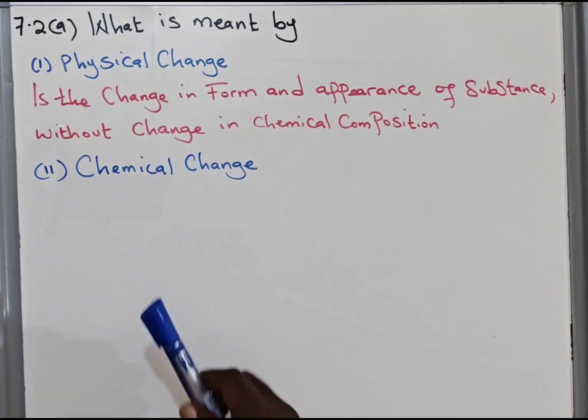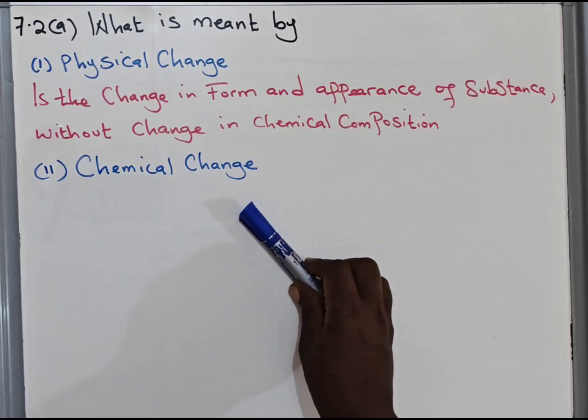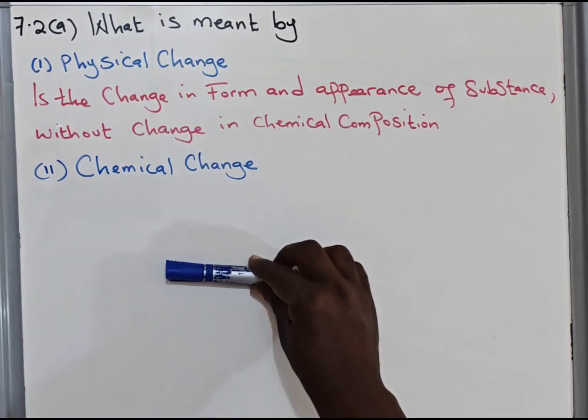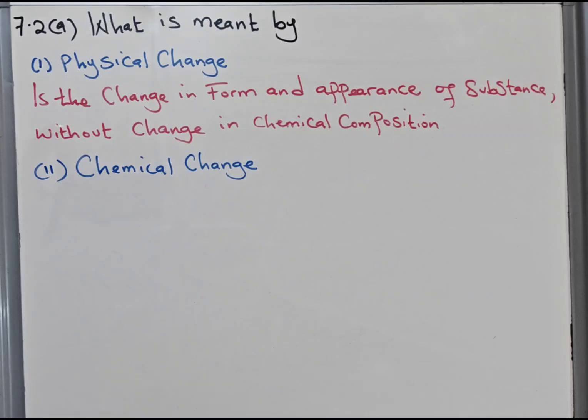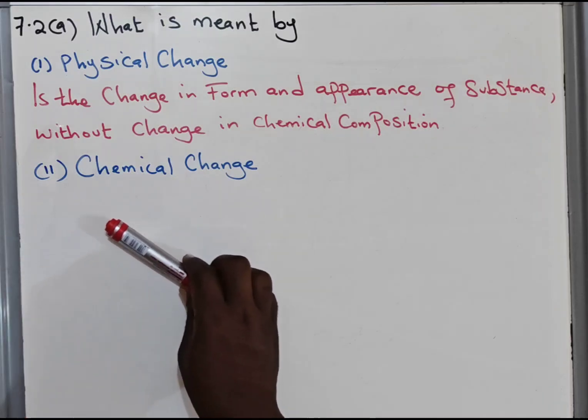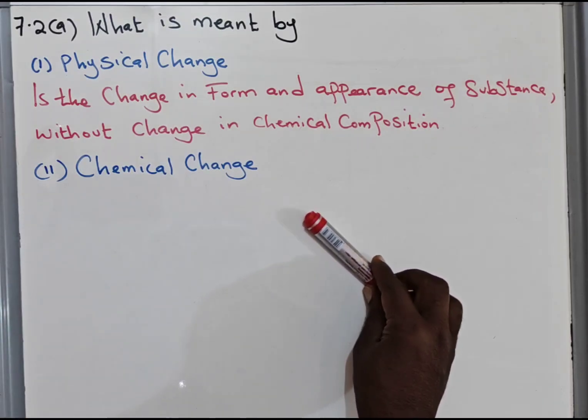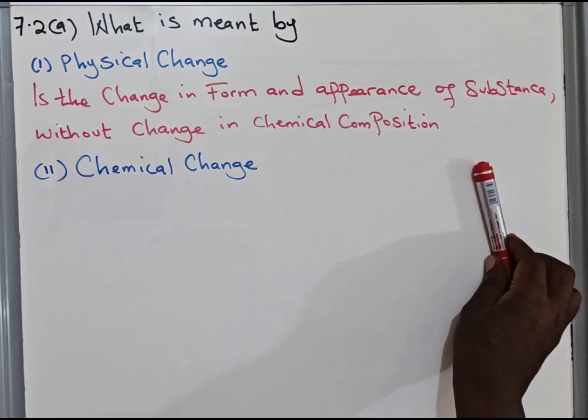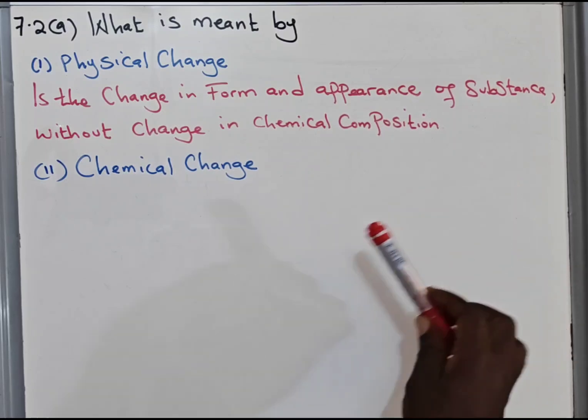Then we come to chemical change. Like physical change, this one has several definitions. But to me, the most outstanding one is the one where we have a new substance formed from the previous one. So during chemical change, a substance is transformed into a new substance having different physical and chemical properties.